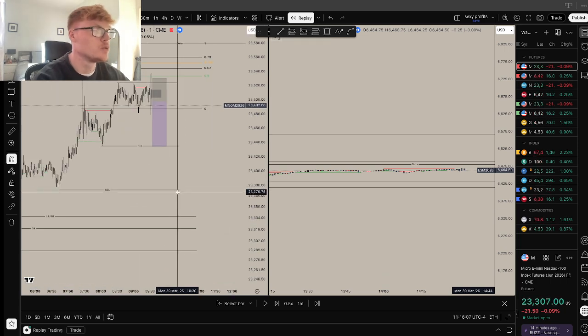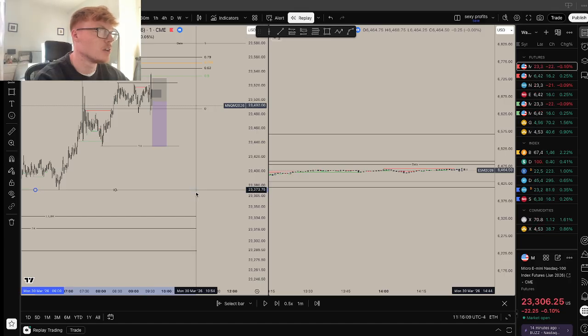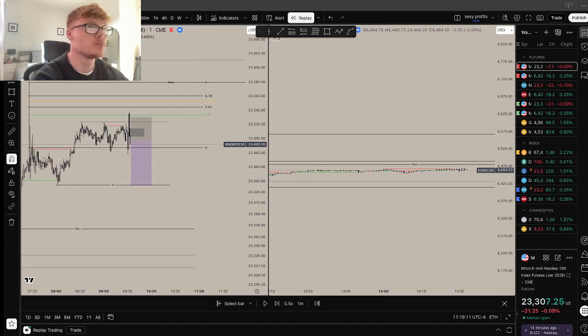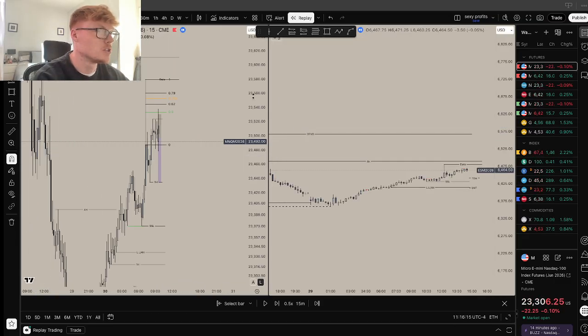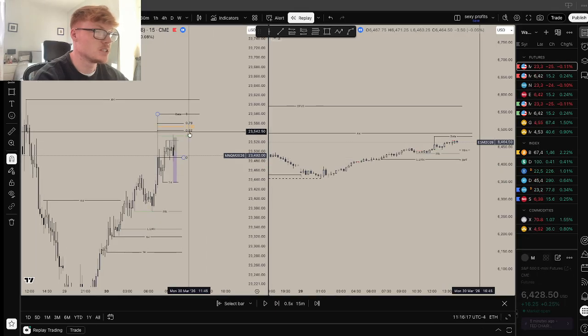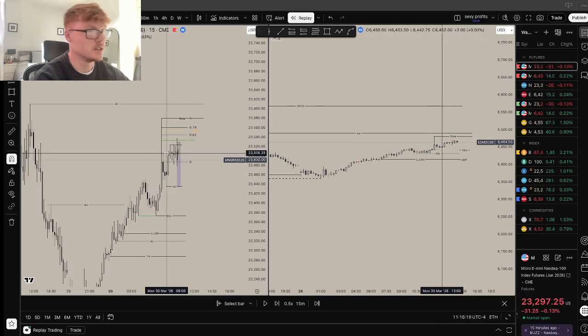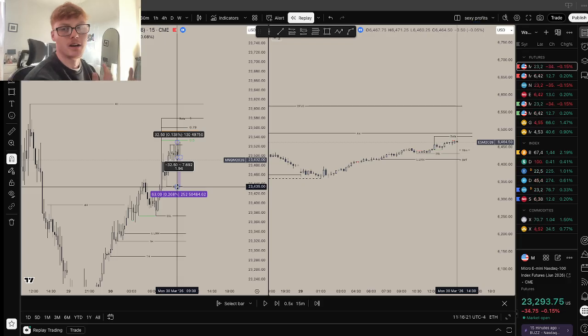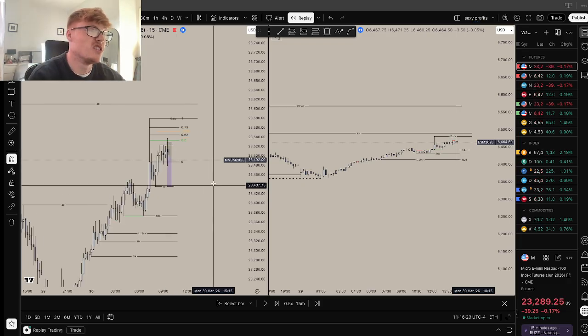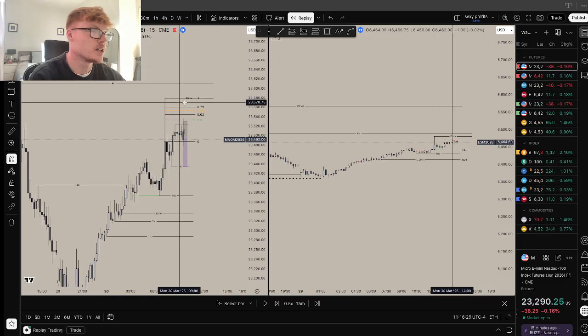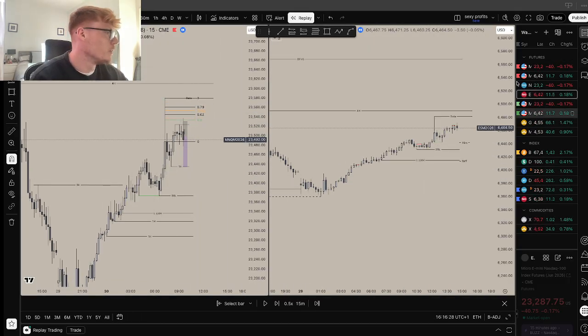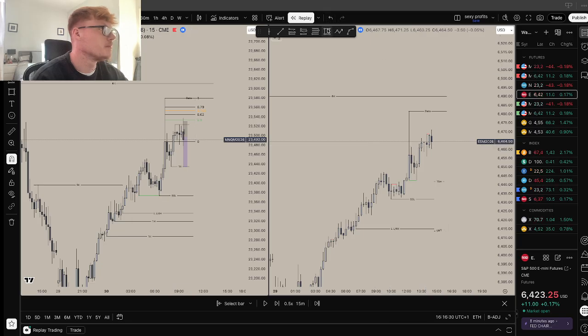I don't know too much about rejection blocks, so I don't really pay too much attention to them, but this is a very good example of a rejection block working. All a rejection block is basically just the CE of this big wick, because this big wick is an imbalance in the market, so the CE of the candle wick is the 50% mark. We also respected the CE on ES as well.